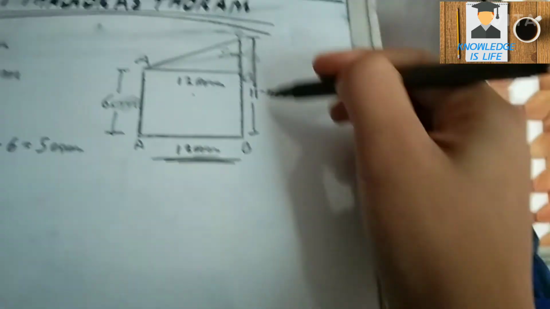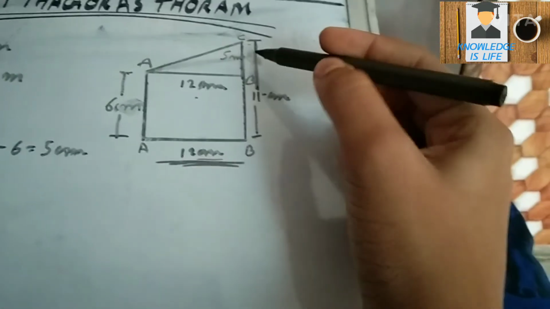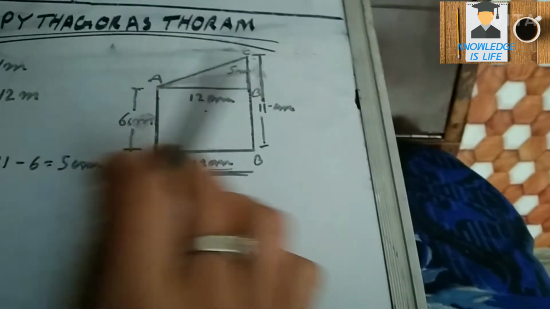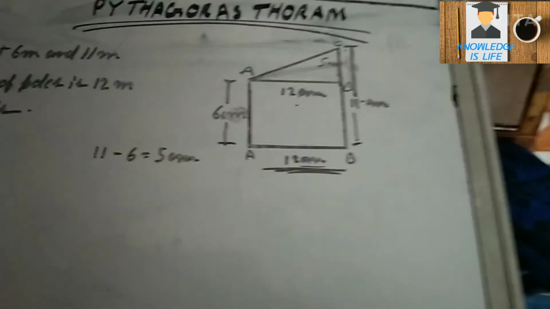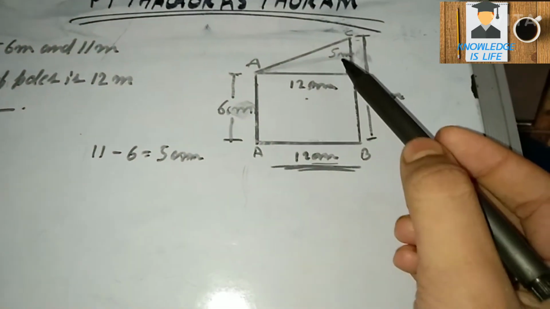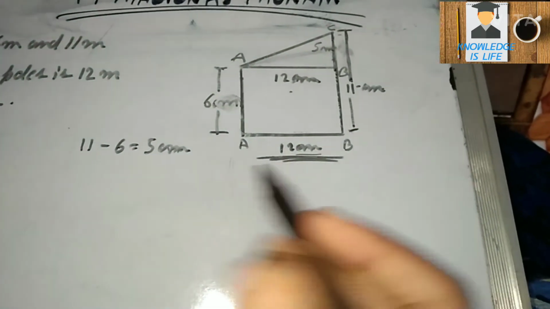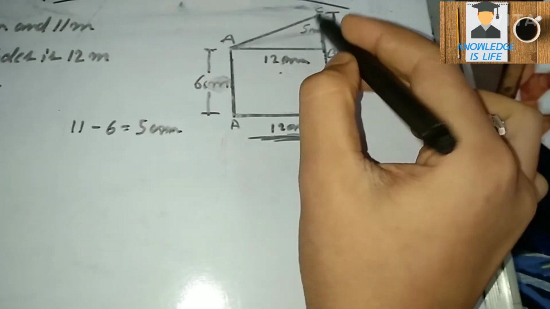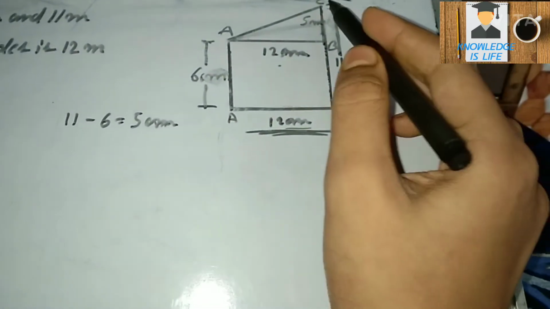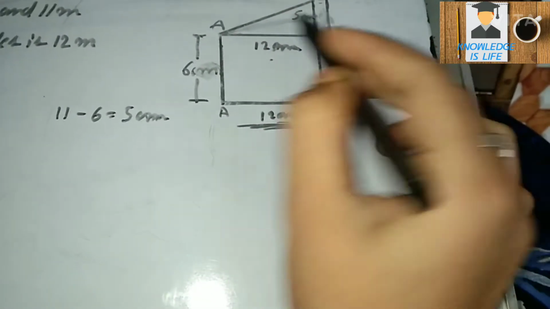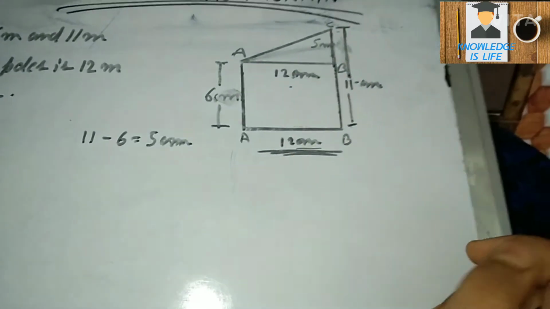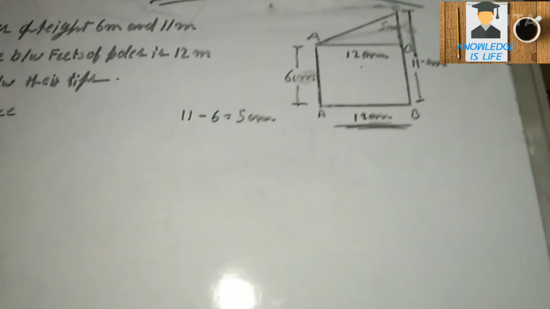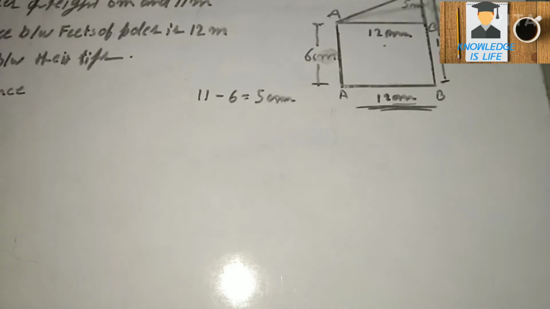Because the whole pole is 11 meters high, and if we subtract the height of this pole, which is 6 meters, then we get the answer 5 meters. So the height of this part is 5 centimeters. So BC is 5 centimeters, AB is 12 centimeters, and now we will find AC. Let us apply the formula on the board.